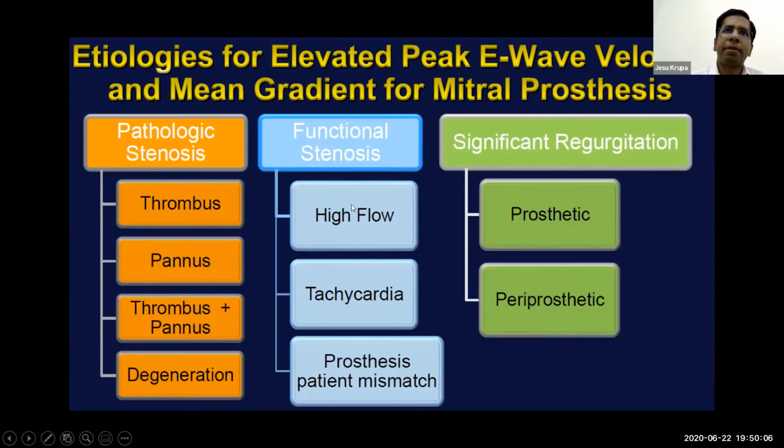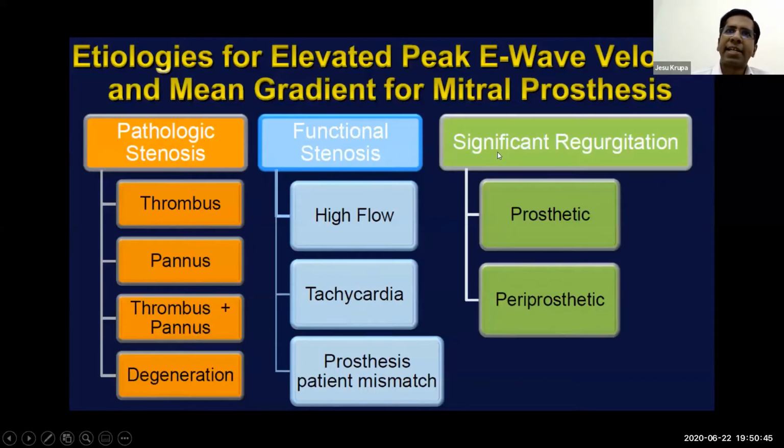Then the second category would be high flow, which is as a result of tachycardia or anemia or pregnancy or patient prosthesis mismatch. So here, there is no real problem with the valve as such. Either the flow is increased or the valve is too small for the patient, as in patient prosthesis mismatch. So nothing wrong with the valve. The valve is a good valve. It's just that either the surgeon has decided to put a small valve and hence it is small for the patient, or there is too much flow across the valve, as a result of which there is functional stenosis.